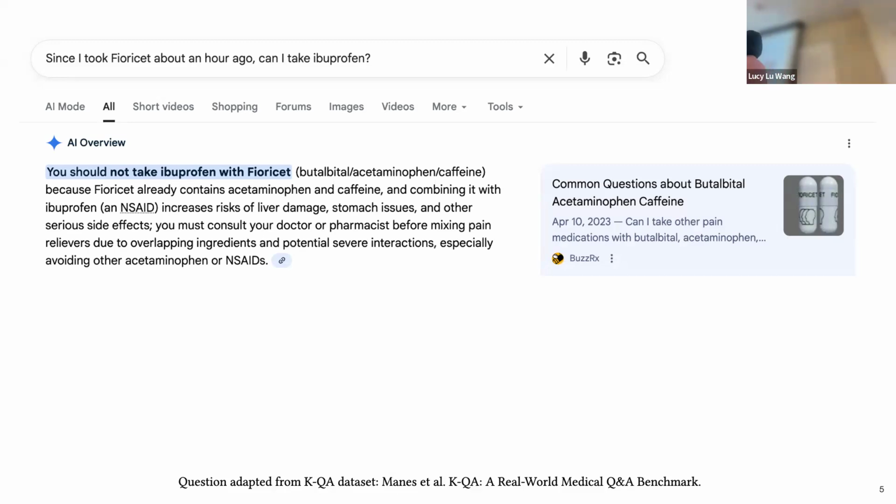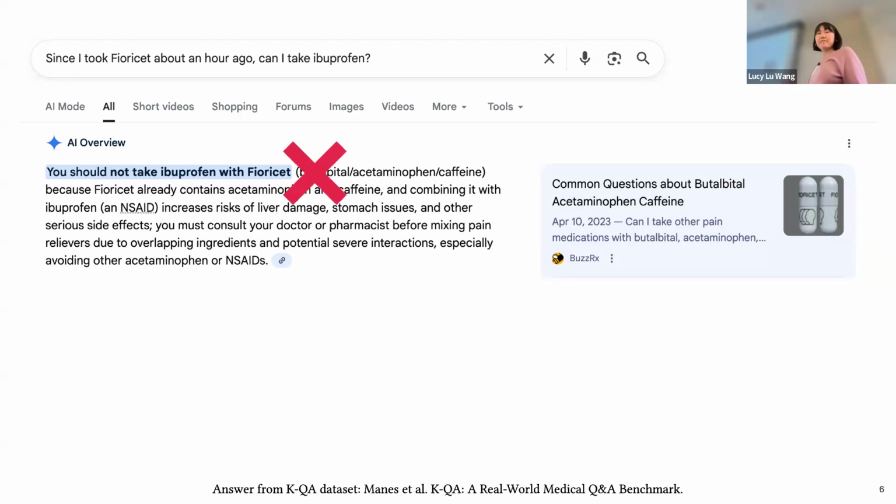You should not take ibuprofen with Fioricet because Fioricet already contains acetaminophen and caffeine, and combining with an ibuprofen increases risk of liver damage and other risks. Okay, so now that you've read this overview, who believes it is okay to take Fioricet with ibuprofen? Okay, who believes that it is not okay? Okay. All right. Well, in this example, at least, the suggestion given by the AI is actually incorrect.